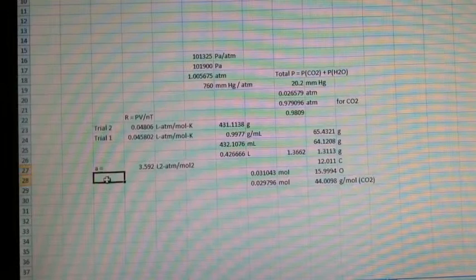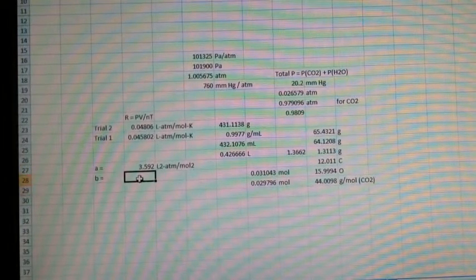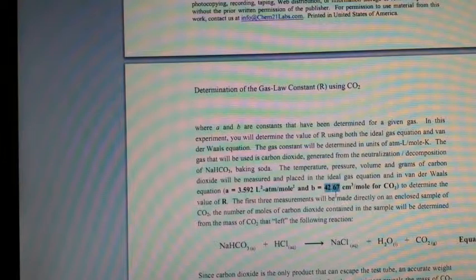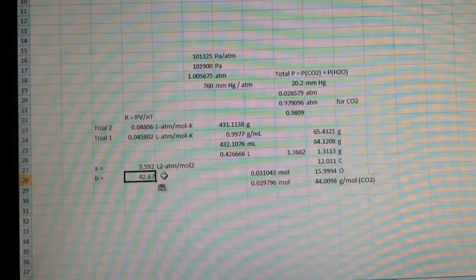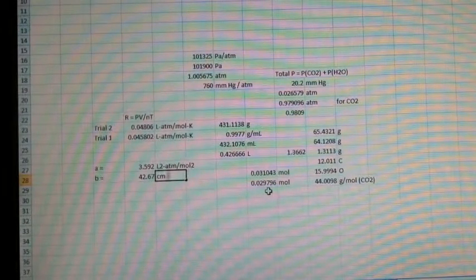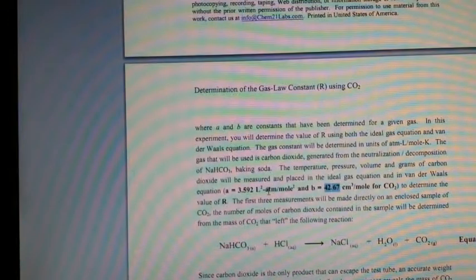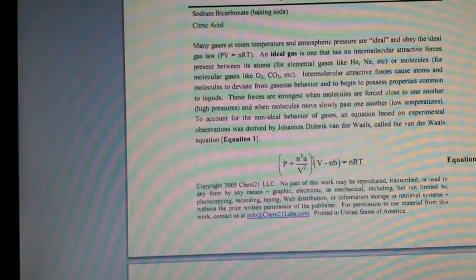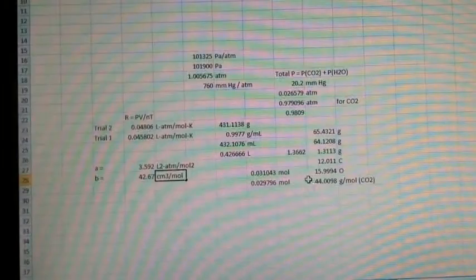And let me put in the value for B as well, 42.67 cubic centimeters per mole. So again, these are constants for a given gas that we plug in here for A and B into our gas law. And N, of course, is the same N, the moles.